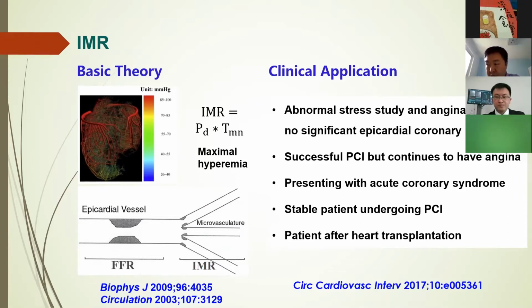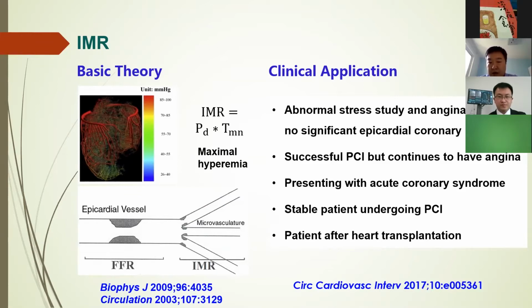Tmn is the transit time measured by the thermodilution wire. Tmn is inversely proportional to the flow velocity passing to the distal point. So we propose several other parameters. I will introduce them in the following slides.